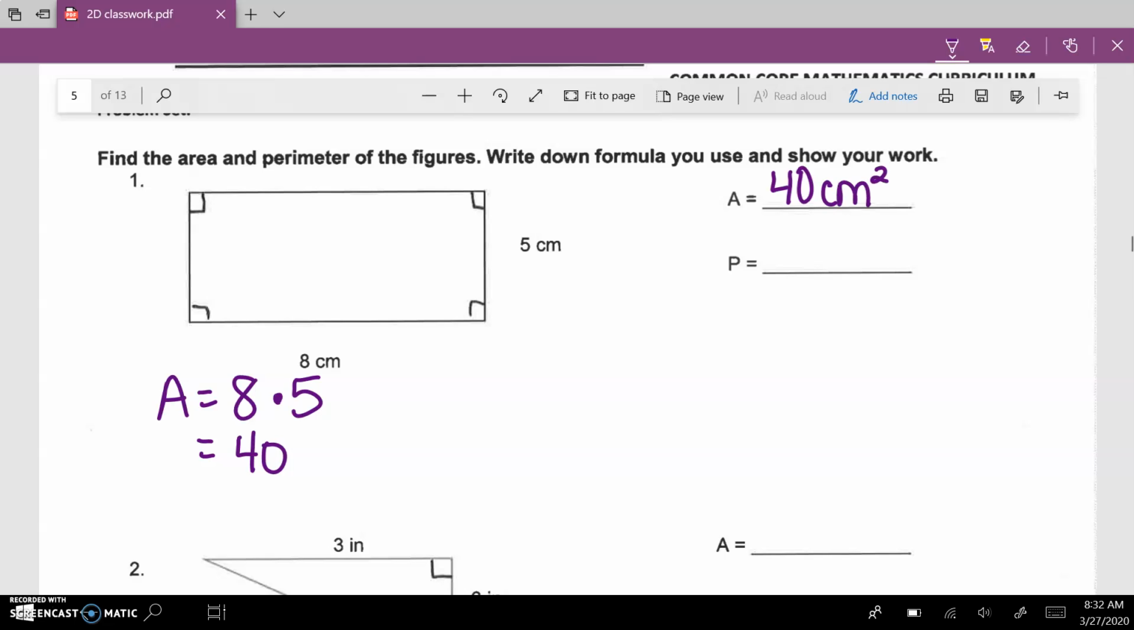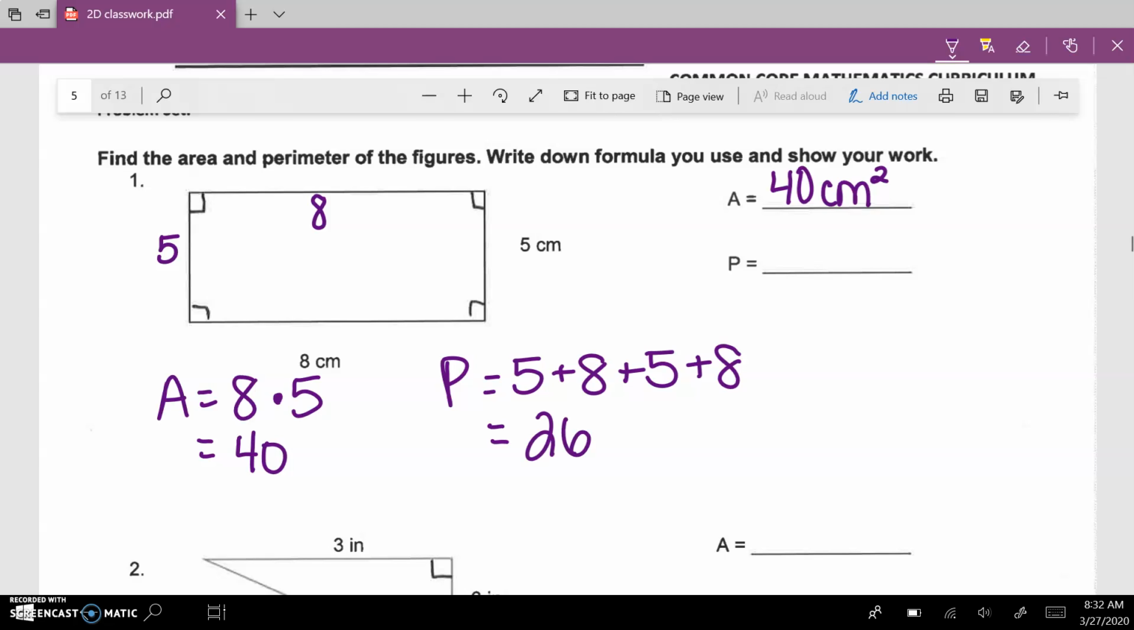Now perimeter is when you add up all the sides, and I know some of you are like, well, I don't see those other side lengths. But remember, in a rectangle, if this long side is 8, this long side has to be 8, and this side has to be 5. Their opposite sides are the same lengths. So my perimeter would be 5 plus 8 plus 5 plus 8, and you could write that in any order, really. Our perimeter here would be 26. And since we're not multiplying, it would just be 26 centimeters.